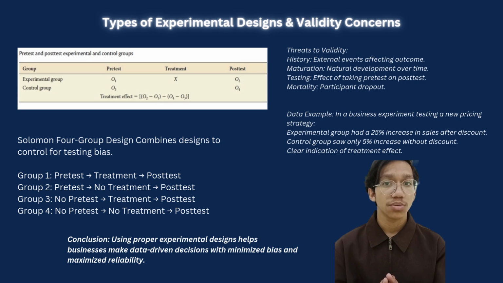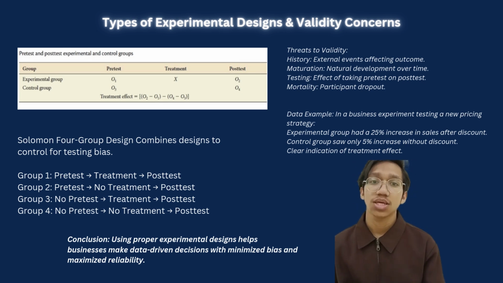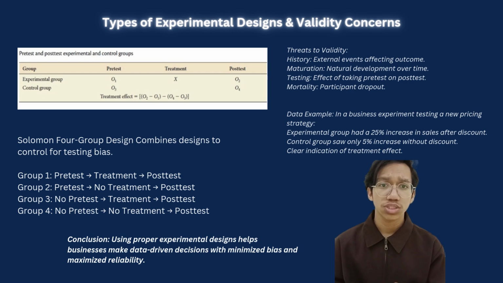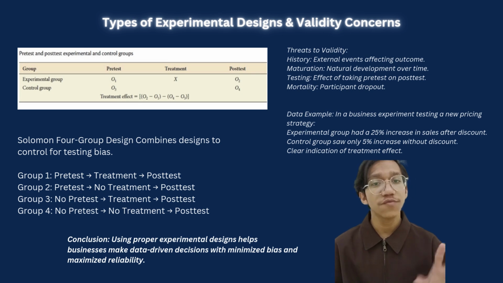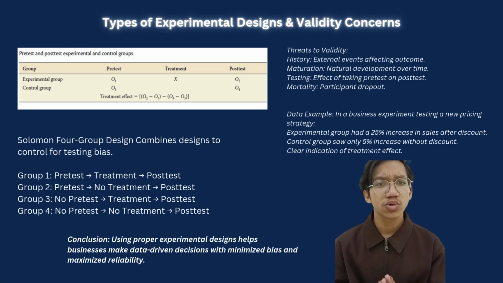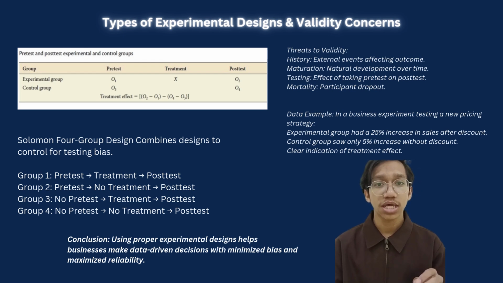So here's a business example. Let's say we are testing a new pricing strategy. The experimental group, which saw the discounted pricing, showed a 25% increase in sales, and the control group, which didn't receive the discount, showed only a 5% increase, likely due to regular growth or seasonal factors. And this clear difference helps us isolate the treatment effect, in this case, the effect of the discount.